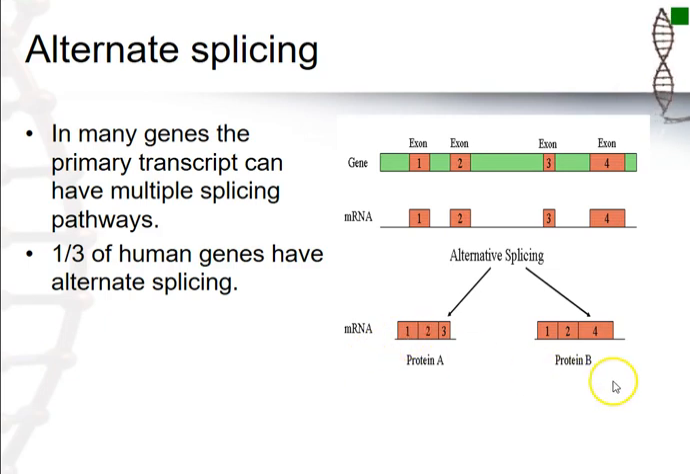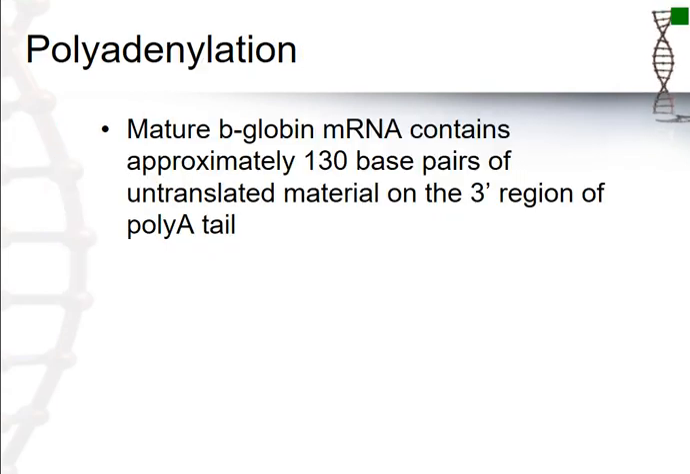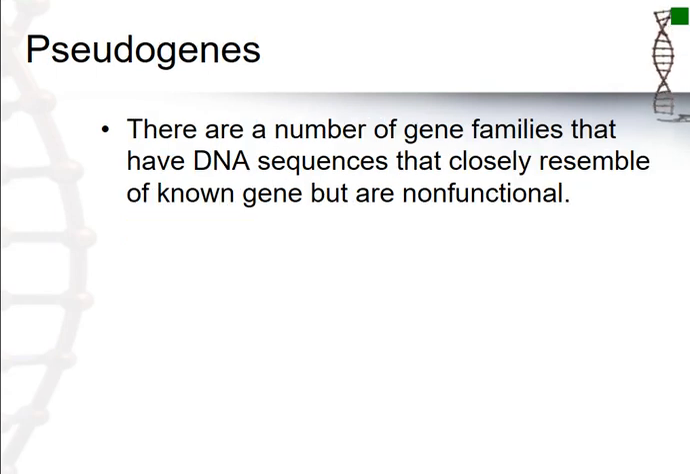So these are separate proteins. A third of all human genes have this alternate splicing that allows us to use one gene and make different gene products from it. Polyadenylation: mature beta-globin mRNA contains about 130 base pairs of untranslated material on the 3' end, called the poly A tail. And this is believed to be important in stabilizing the RNA transcript.